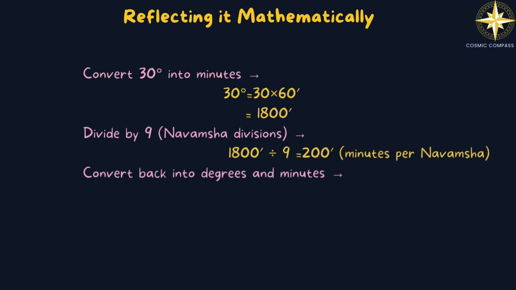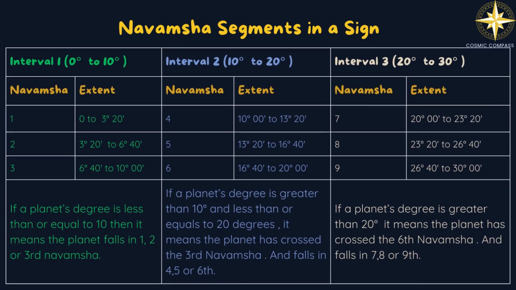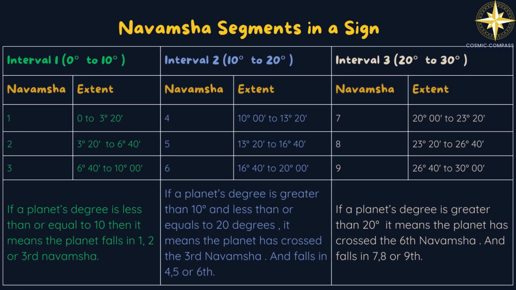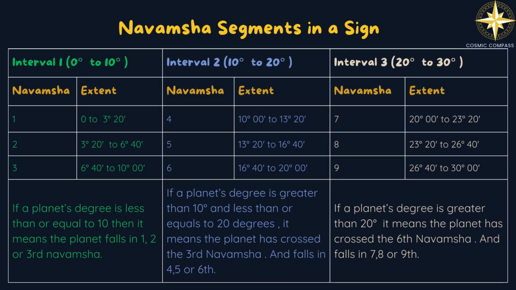Convert back into degrees and minutes. 200 divided by 60 equals 3, quotient. Remainder is 20. This gives 3 degrees and 20 minutes. Navamsha segments in a sign here. We have divided the 9 Navamshas into 3 intervals. These intervals help determine the Navamsha range in which a planet falls based on its longitude.